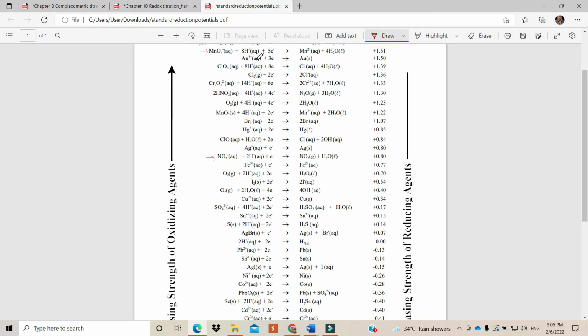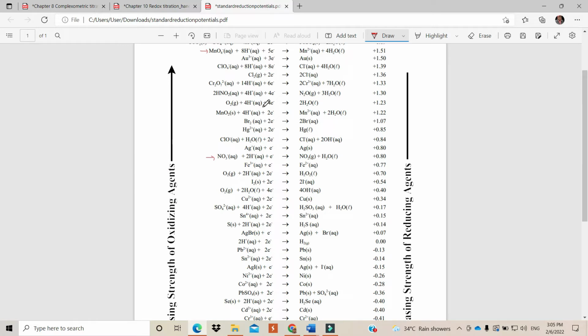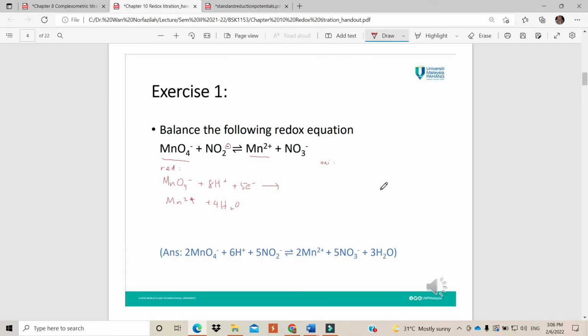Since in our question, we start with NO2 minus. Okay, NO2 minus. So it undergoes oxidation, means that it loses electron. Okay, so from the standard reduction potential given, it is given in reduction. So we need to change from NO3. We need to change. It will become NO2 minus plus H2O. Sebelum ni dia jadi produk kan. Bila kita dah tukar dia jadi kepada oxidation reaction, dia akan jadi reactant.